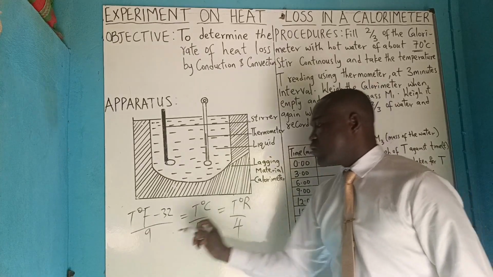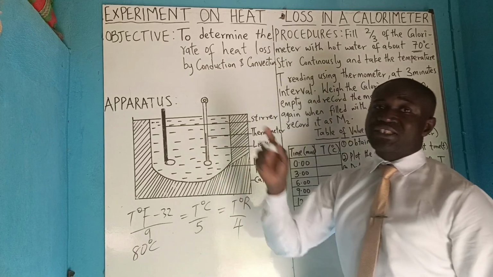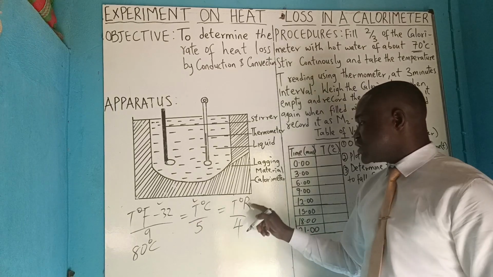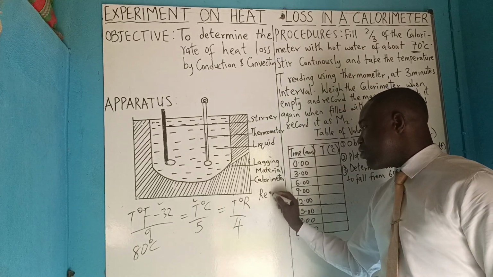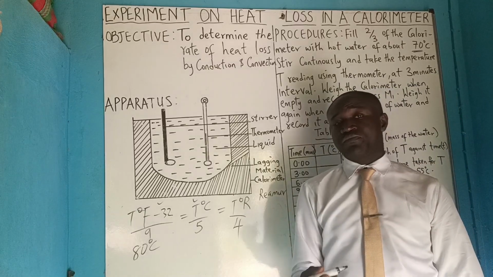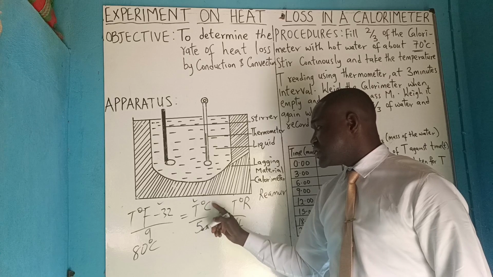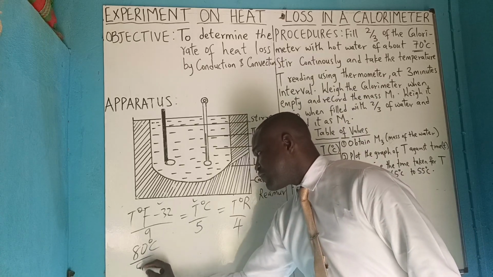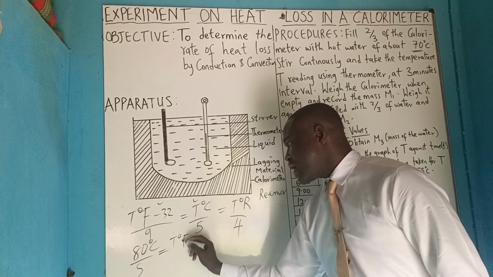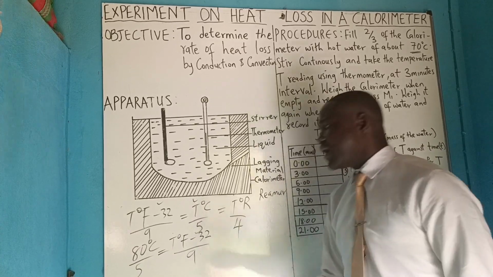Let's say we have 80 degrees Celsius and I want to convert it to Fahrenheit. I'll compare these two. This unit is called Reaumur, an important unit of temperature conversion. So you just say 80 degrees Celsius over 5 equals (T degree Fahrenheit minus 32) over 9.